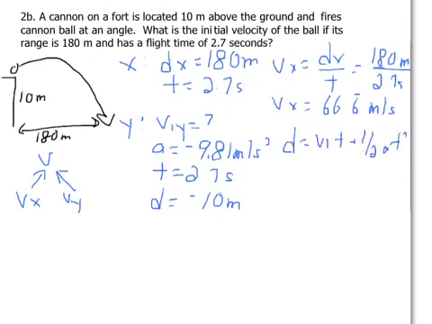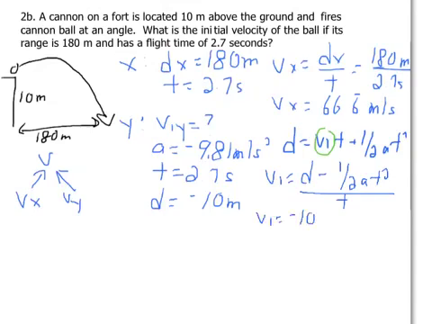Looking at those kinematic variables, we'll need to use the kinematic equation d equals v1t plus 1/2 at squared. We're looking for v1, and once we isolate for v1, our equation becomes v1 equals d minus 1/2 at squared, all divided by t. Remember to manipulate your equation properly. And now we substitute: v1 equals negative 10 meters minus 1/2 times negative 9.81 times 2.7 seconds squared, all divided by 2.7 seconds.